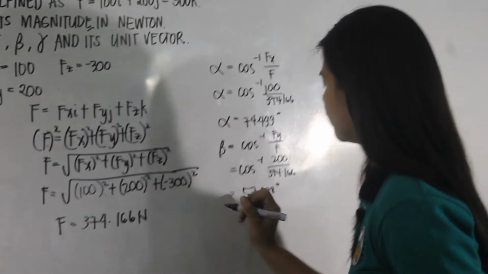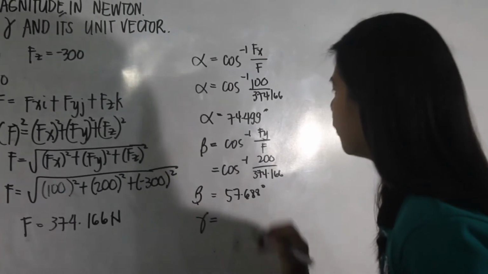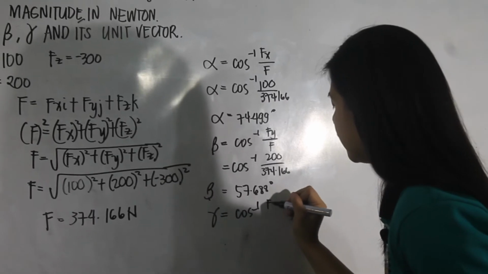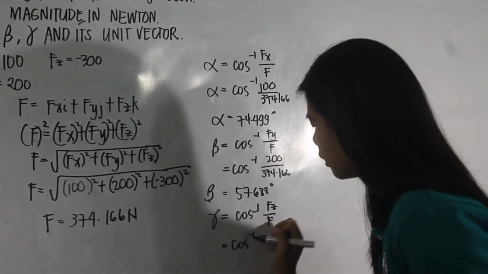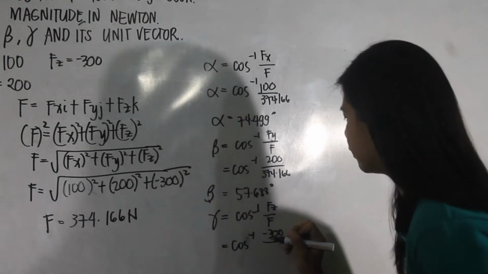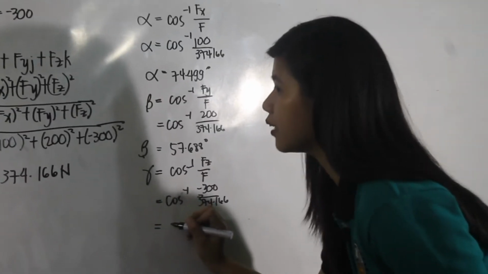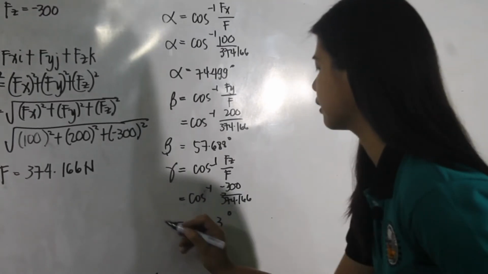57.688 degrees. And last, for our gamma, we will be using arc cosine of Fz over F, which is negative 300 over 374.166, and that will give us the answer of 143.3 degrees.